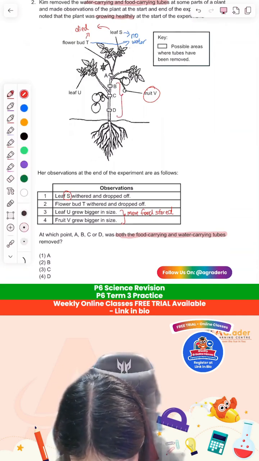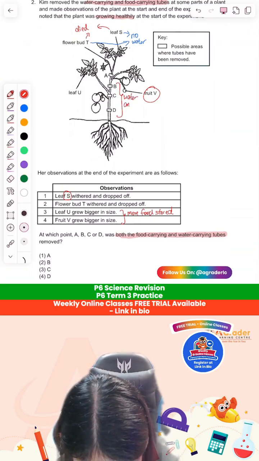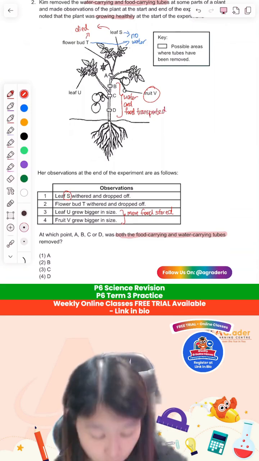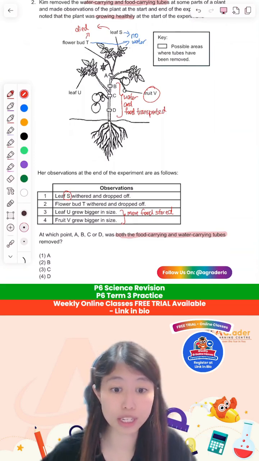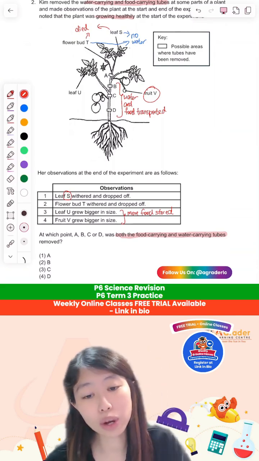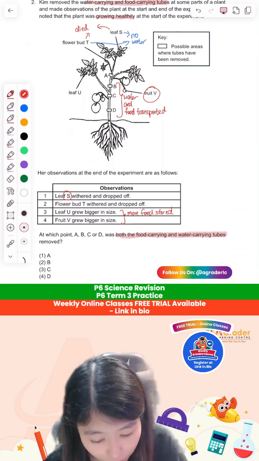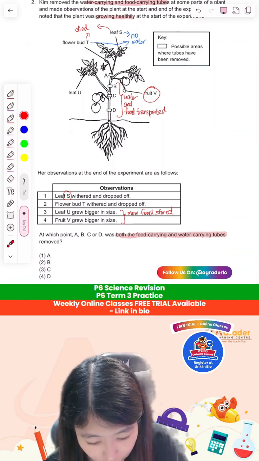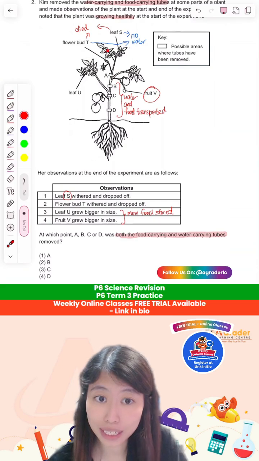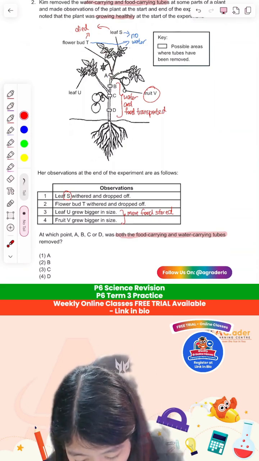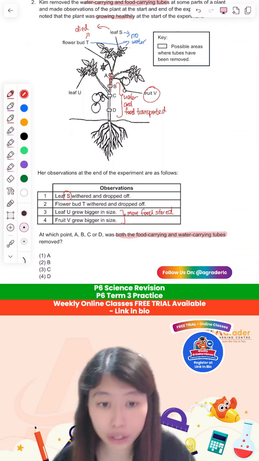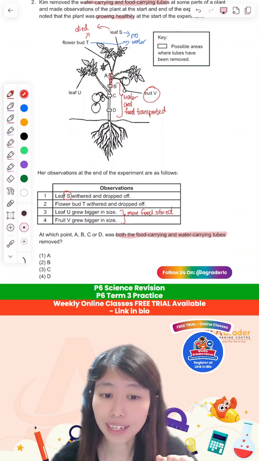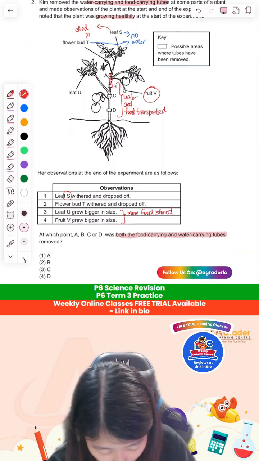Over here, there is water and food being transported. Because in order to make food, you need to have water. So this tells me that water is also transported as well. So the only location where the cut is going to affect leaf S and flower bud T is the cut at A, whereby the water gets stuck here and they cannot make their own food. All right, so for this, your answer is supposed to be A.